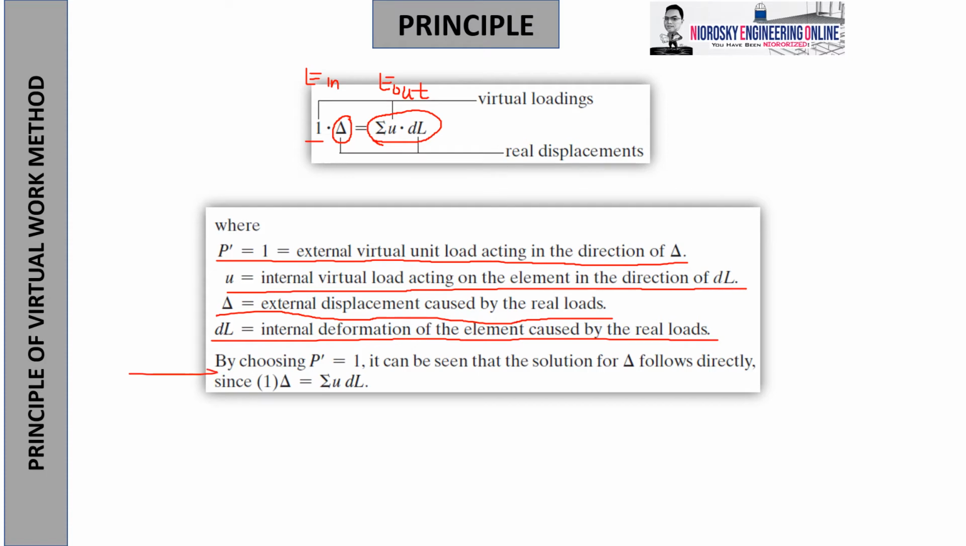Again, by choosing P prime equal to 1, it can be seen that the solution for delta follows directly, since 1 times delta is equal to sigma u dL. So if you divide by 1, this is our primary equation. But the question would be, how do we treat beams, frames, and trusses? Let's see how, by this simple idea.